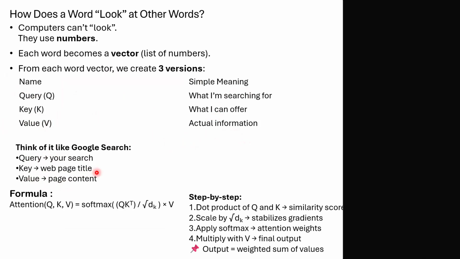For this we have a formula just to remember. Attention(Q, K, V) equals softmax of QK^T divided by root of d_k, times V. Here the dot product of Q and K is the similarity score, scaling by root of d_k stabilizes gradients, and applying softmax gives the attention weights. Multiplying with V gives the final output. So the output is nothing but a weighted sum of values.